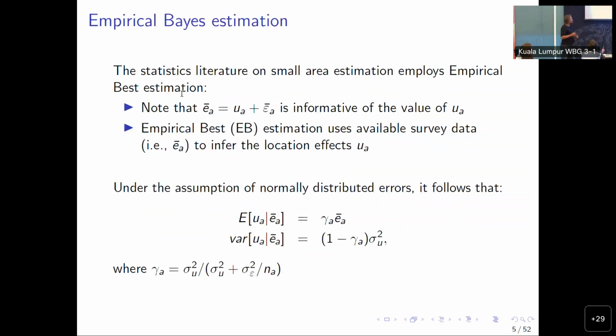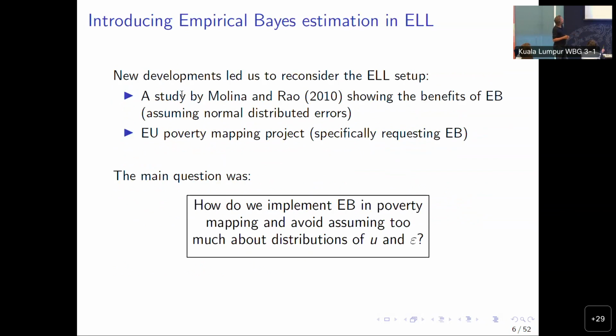Okay, so this is under the normality assumption. Now we were pushed by the European Commission, back when they were conscious of this danger, to see if we can adopt EB estimation. When I say EB estimation, it just means conditioning the distribution for the location effects on whatever survey data we observe for that location.